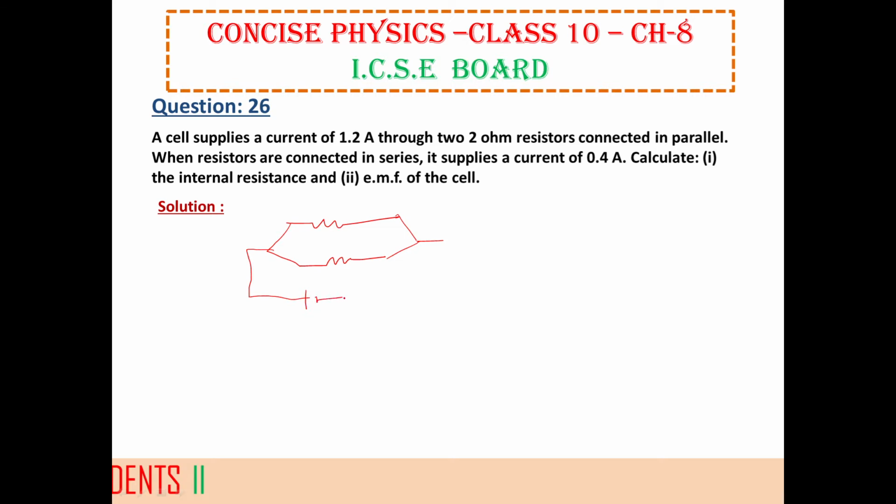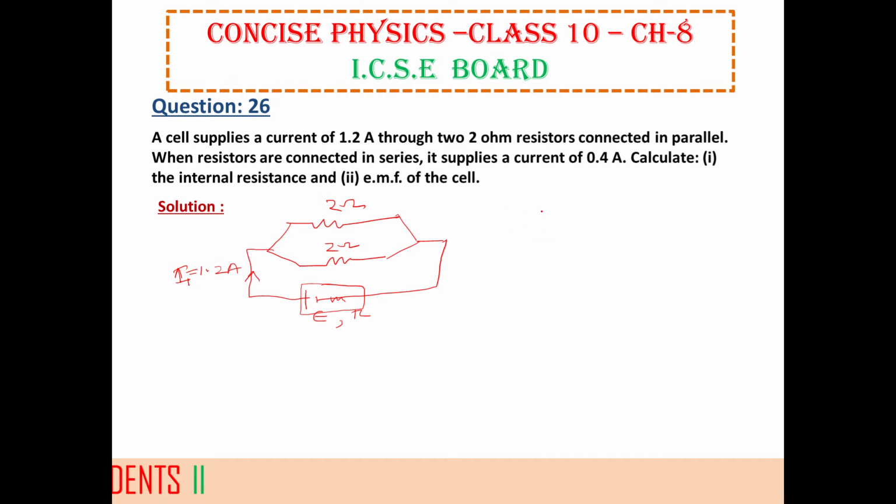2 ohm, and we have to find the internal resistance and e.m.f. So let the e.m.f. here be epsilon and the internal resistance of the battery be R. Suppose this is the internal resistance, this is our cell. Now the current flowing in this circuit is 1.2 ampere, that is I1.